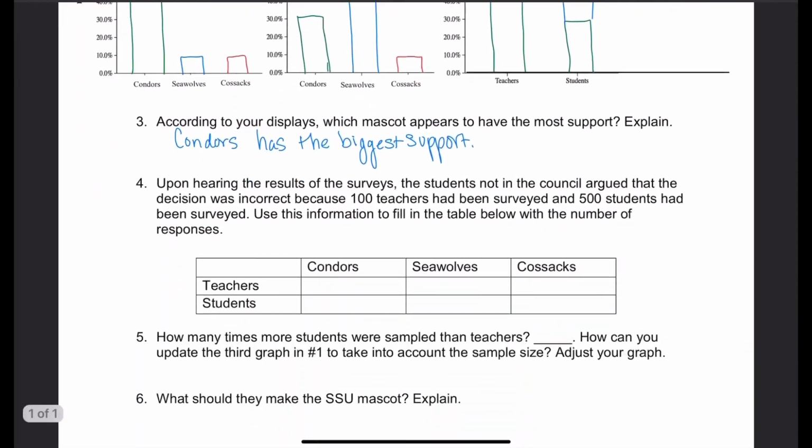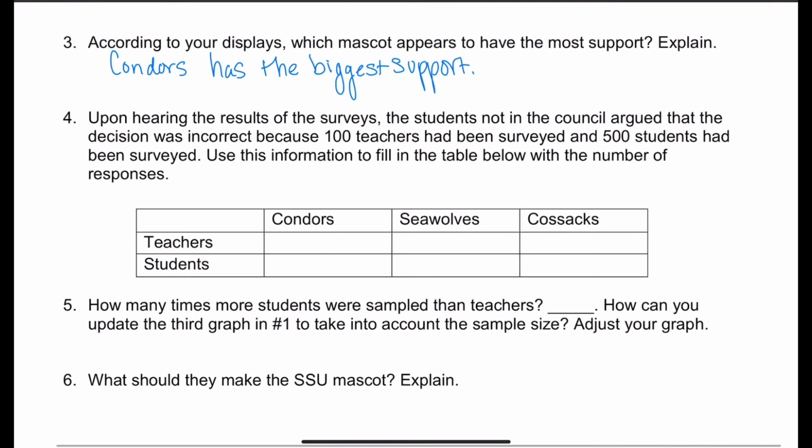So upon hearing those results, the students that weren't in the council argued that the decision was incorrect because 100 teachers have been surveyed and 500 students have been surveyed. So actually there were more students involved than previously thought otherwise. So, knowing that information, we're going to fill in the chart. So remember, for teachers, we had 80% for the condors and 10 and 10, and for students 30, 60 and 10.